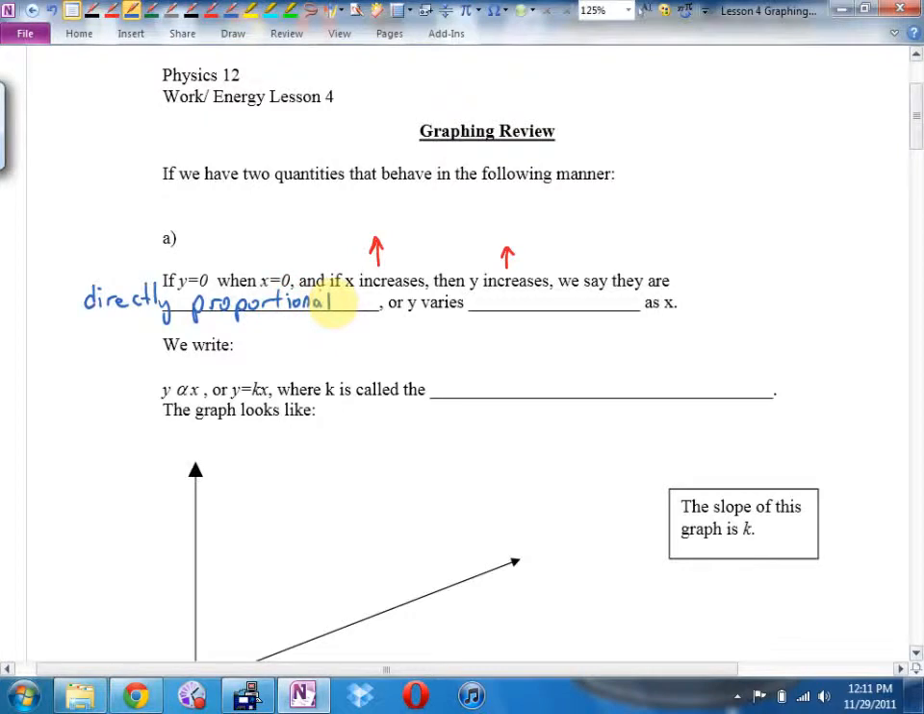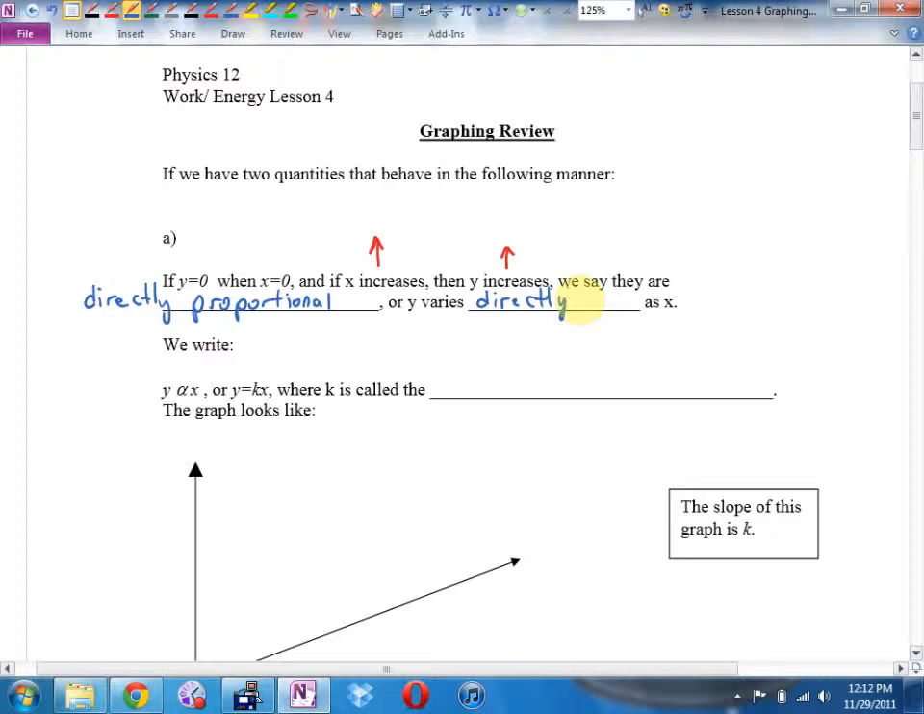Am I going to ask you to regurgitate that word? No. Am I going to use that word and expect you know what I'm talking about? Probably. Or sometimes you'll say, y varies directly as x. It goes through 0, 0, and when x gets bigger, y gets bigger, and it's linear, a nice straight line. That's kind of implied by this.